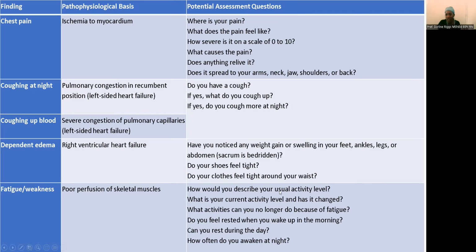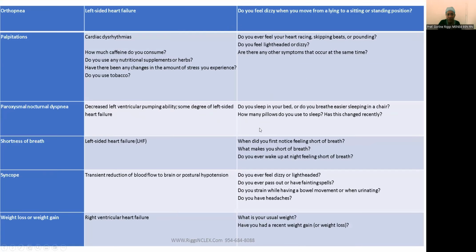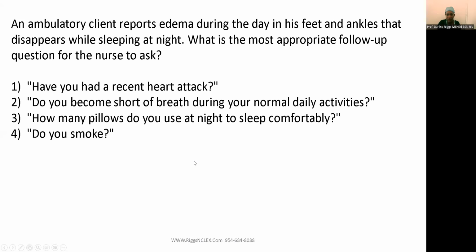For the fatigue, how would you describe your usual activity? What are your current activities? What have you stopped doing because of this? Are you able to rest during the day? How often do you wake up at night because of this? So you kind of get the point. You're going to do that with these tables. And that obviously may take you a minute, but it's important. There's 3 of them to go over. Yeah, I know you don't want to hear that.